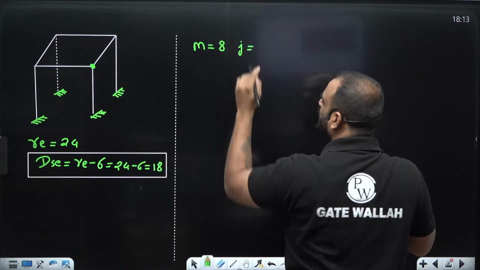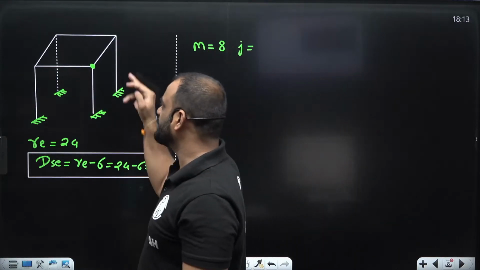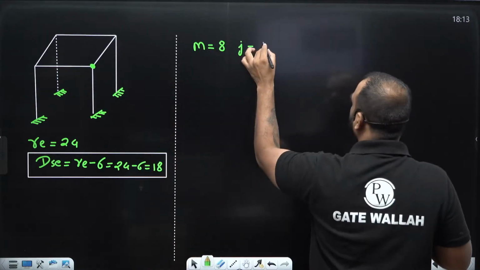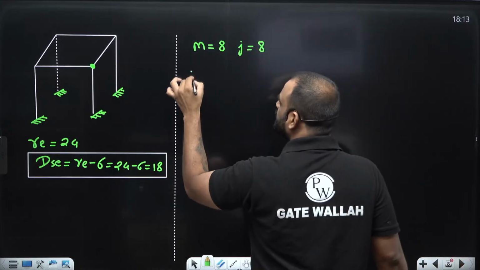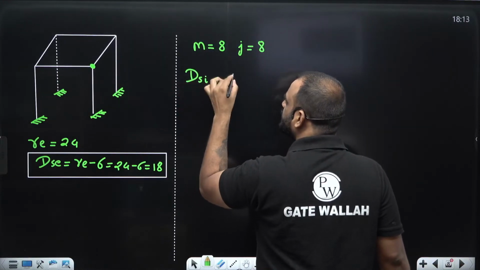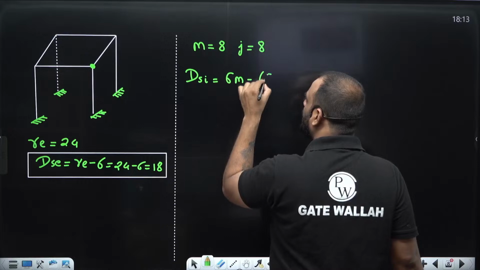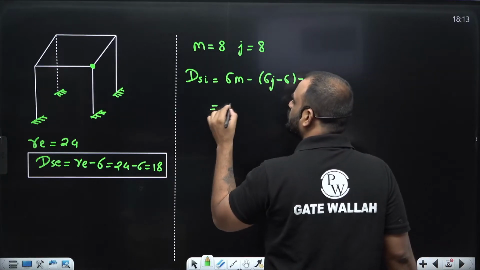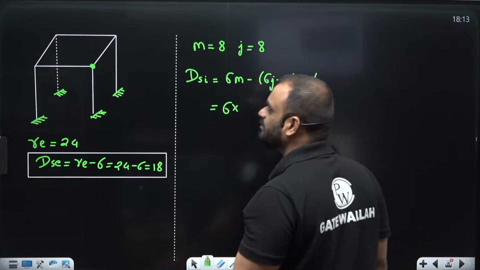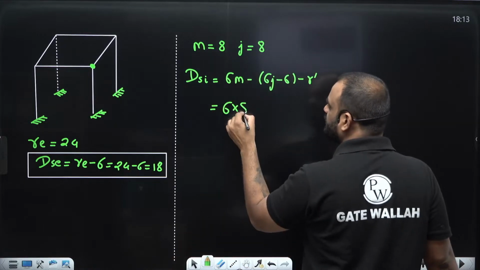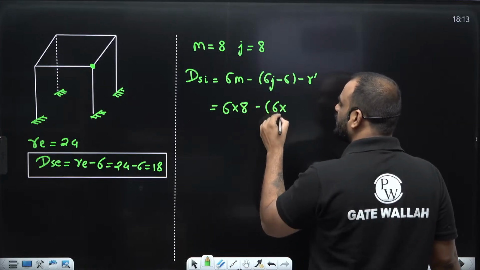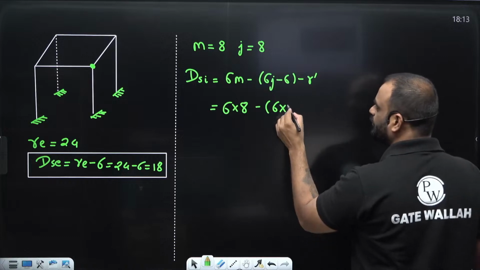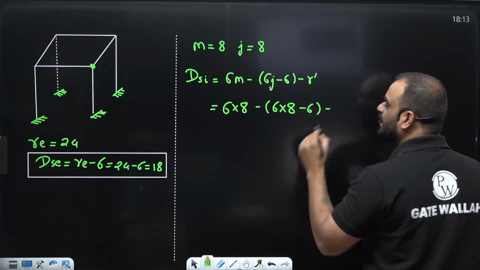How many joints do we have? 1 2 3 4 5 6 7 8. So 8 joints are there. Let us calculate the value of DSI. It is 6m minus 6j minus 6 minus r dash. So 6m, with 8 members, minus 6j, with 8 joints, minus 6 minus r dash.